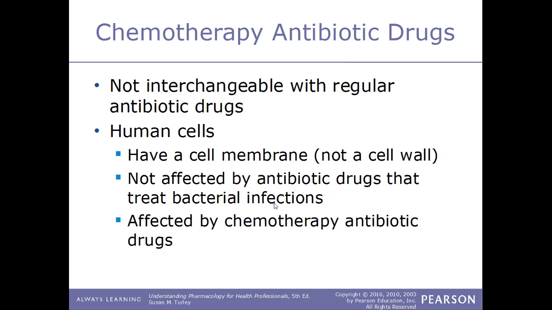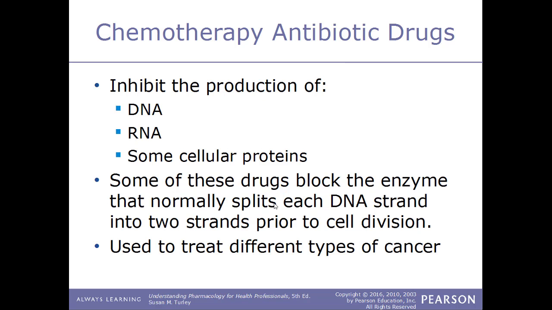Now, these are not interchangeable with regular antibiotic drugs. So if you're talking about a regular human cell, a normal human cell will have a cell membrane, not a cell wall, and a normal human cell is not affected by antibiotic drugs because they're used to treat bacterial infections. But human cells are affected by chemotherapy antibiotic drugs. This class of chemodrugs will inhibit the production of DNA and RNA and some cellular proteins. And some of these drugs will block the enzyme that will normally split the DNA strand into two strands prior to cell division. And this class of chemodrugs is used to treat different types of cancers.